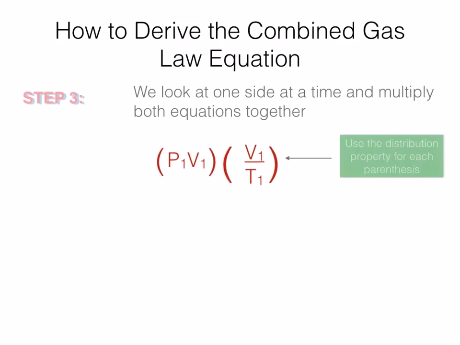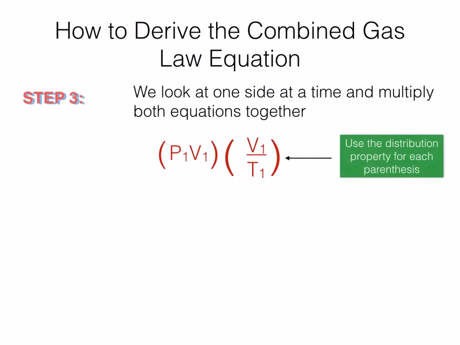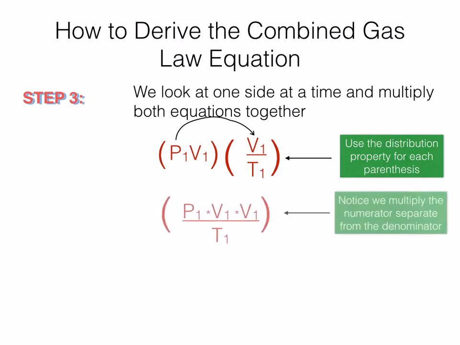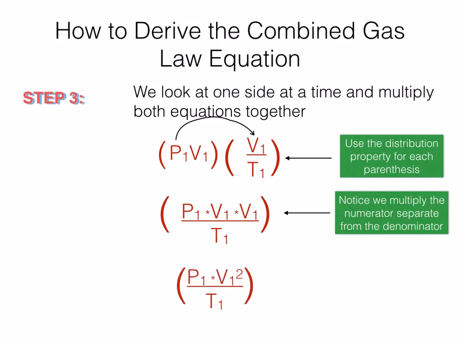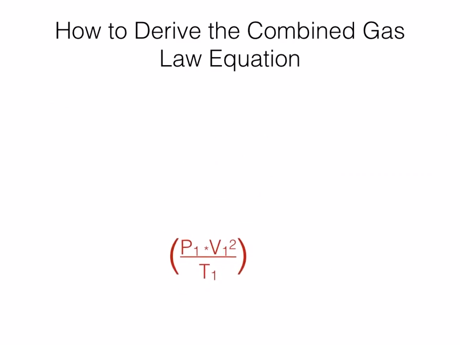So we're going to focus on the left-hand side. If we multiply these two together, we're going to use the distributive property to find out what the products are going to be. When we do this, we're going to get on the numerator P1 times V1 times V1 divided by T1. Notice that we multiply the numerator separately from the denominator, so we multiply across in the numerator and then multiply across in the denominator, and that's how we get these two. When we factor these a little bit further and multiply it all, we're going to get P1 times V1 squared divided by T1. Since the V1 is multiplied by itself, what we wind up getting here is a squared number.